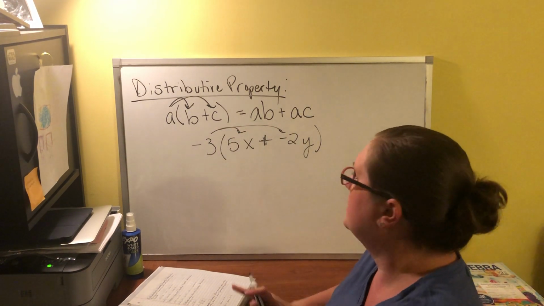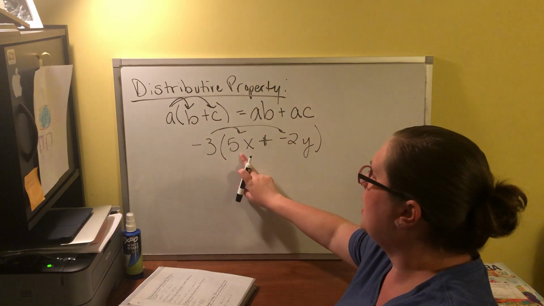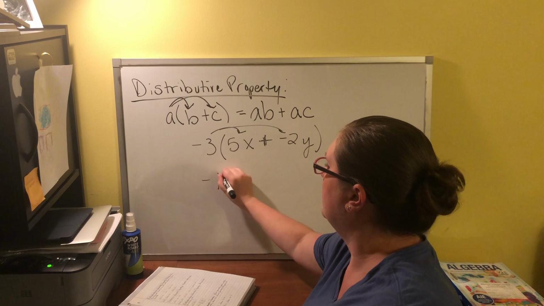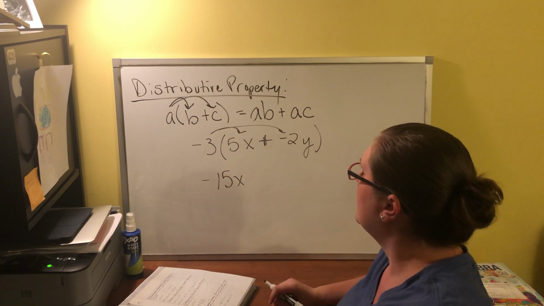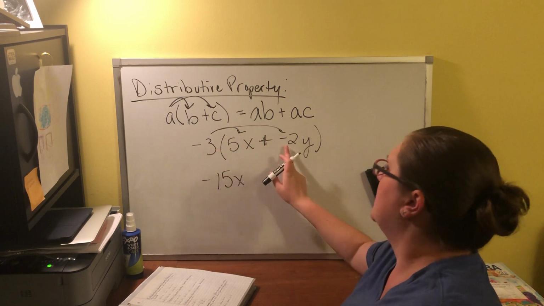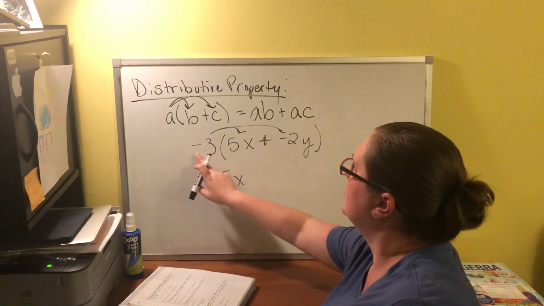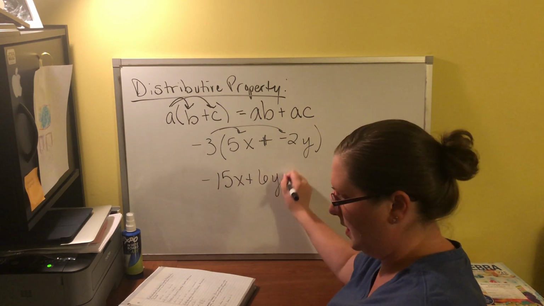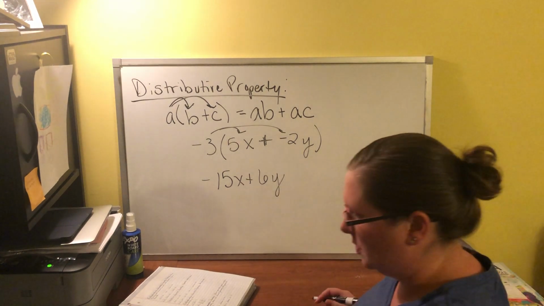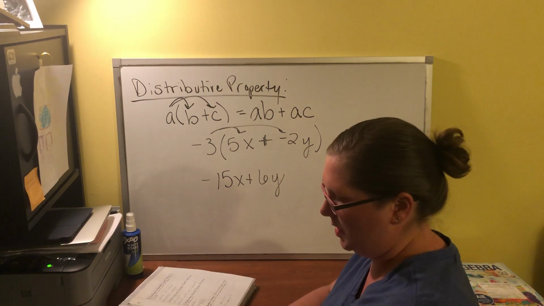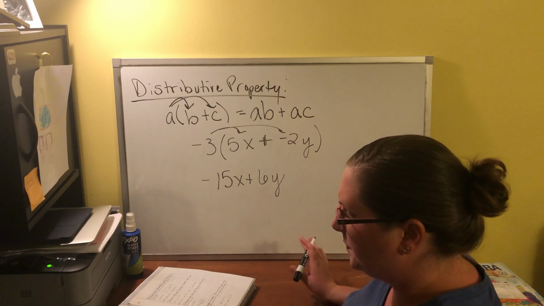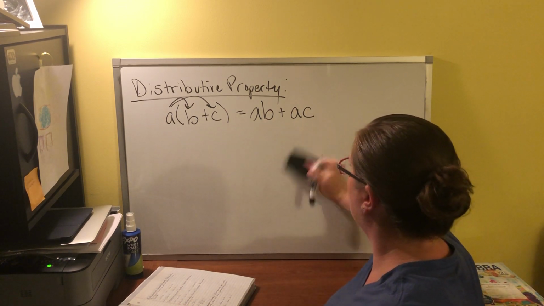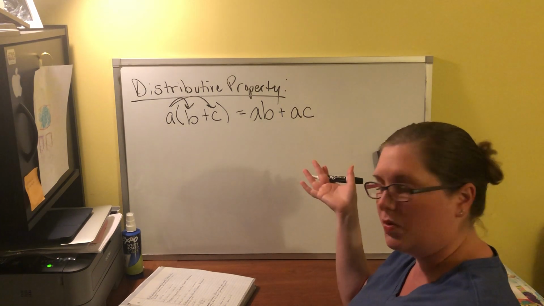So let's try to do this mentally. Let's do negative 3 times 5x. Well, negative 3 times 5 is negative 15. We keep the x. Well, now I have a negative 3 times a negative 2y. So negative 3 times negative 2, positive 6y. Okay, so make sure you pay close attention to those signs. Okay, there are more examples in the notes if you need to reference those.